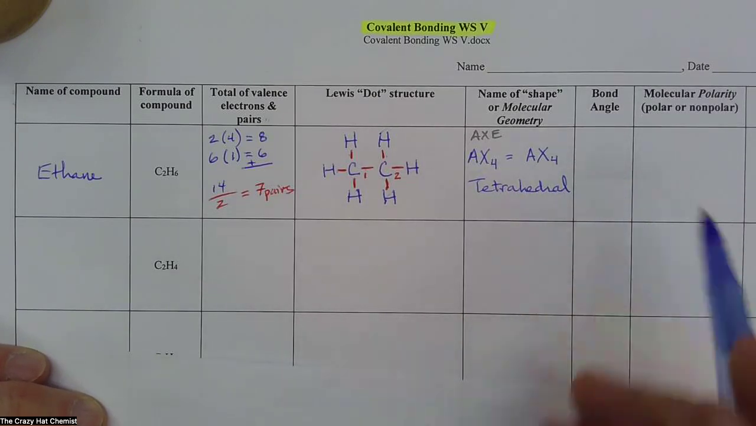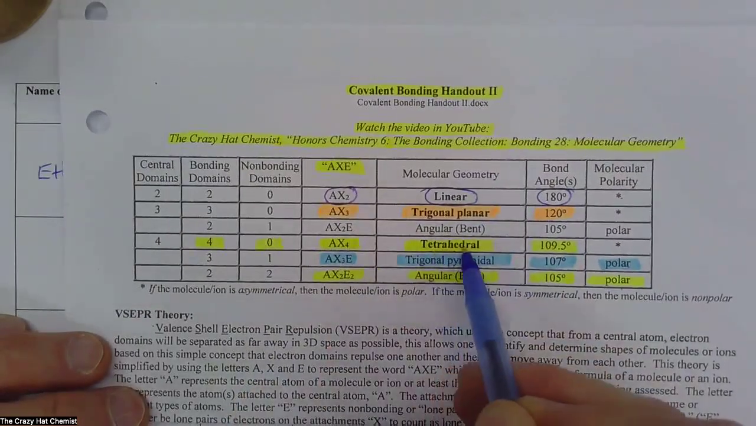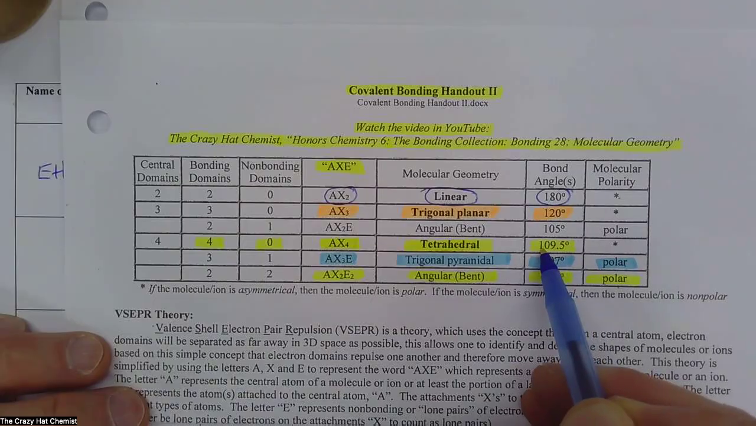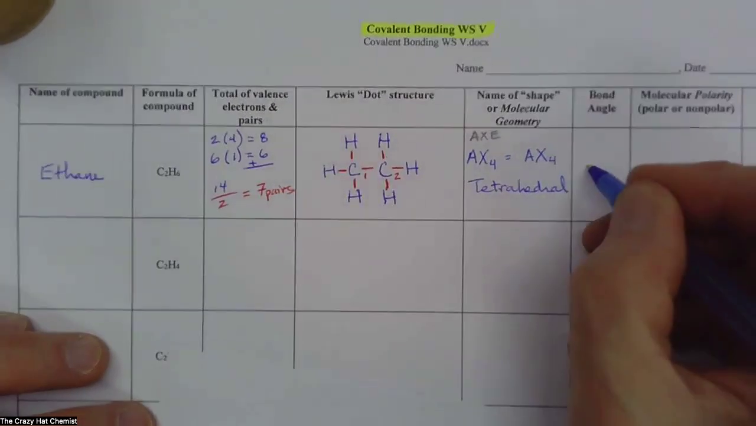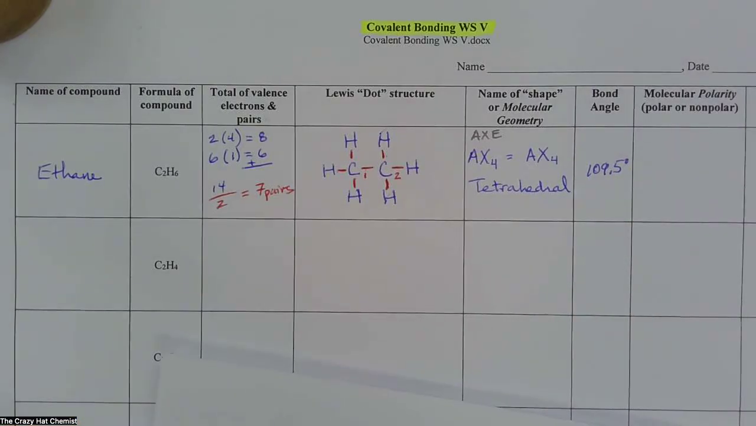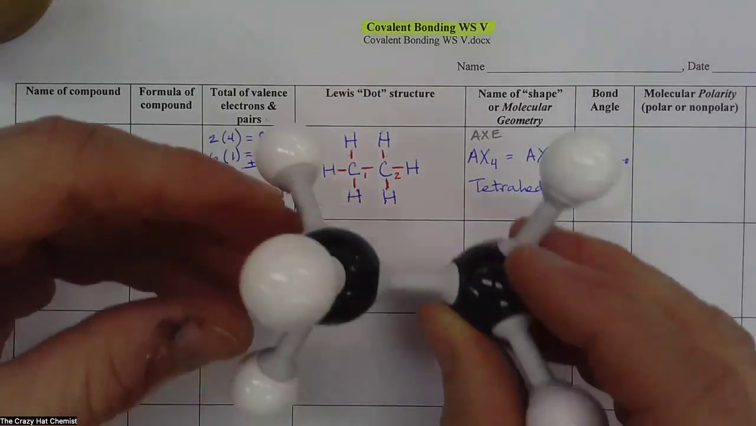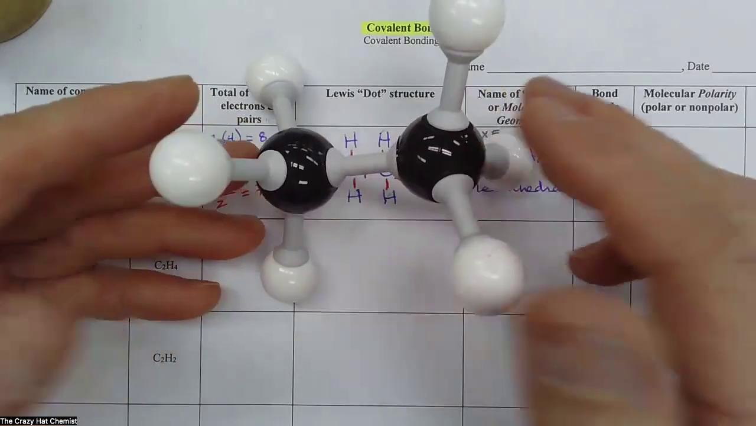And then we've got to get the bond angle, and the bond angle is right here with tetrahedral of 109.5 degrees. Now we're going to build that molecule and then we are going to find out the molecular polarity. So here is that model right here.